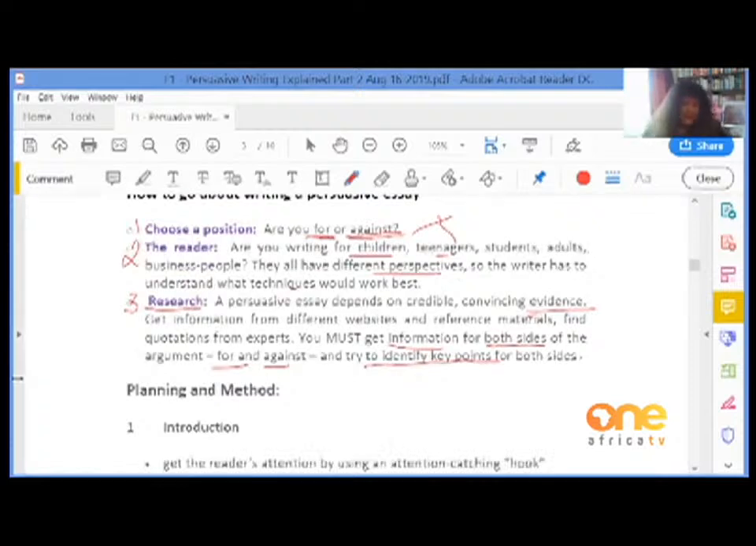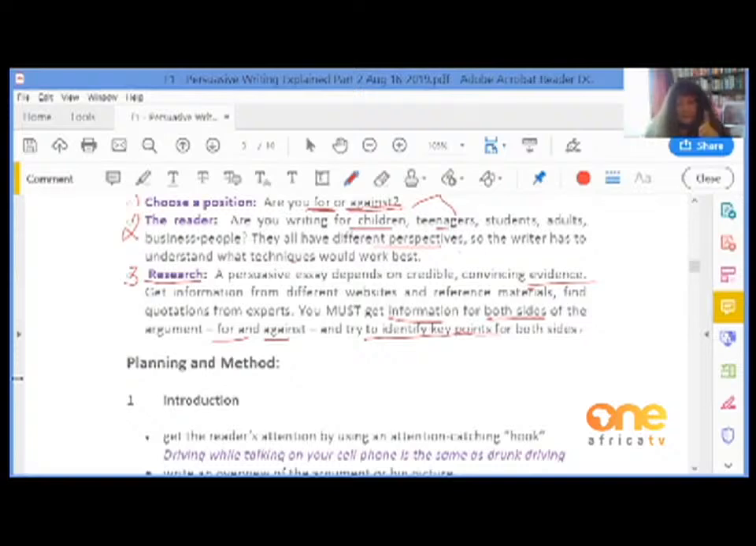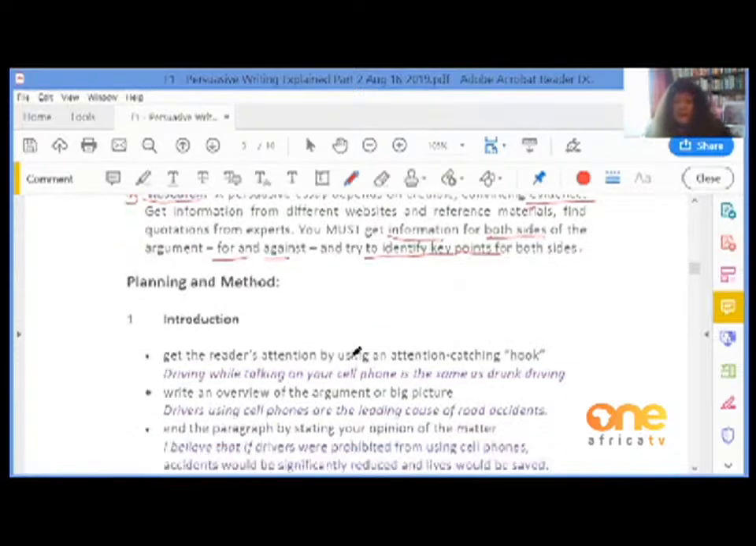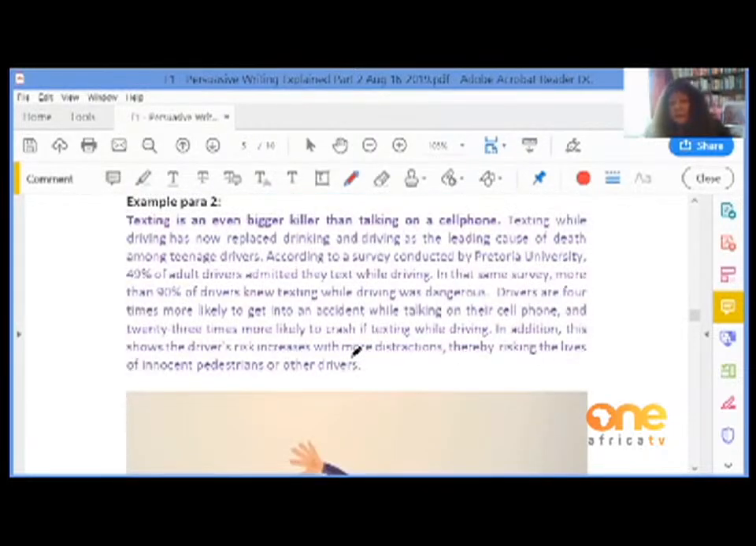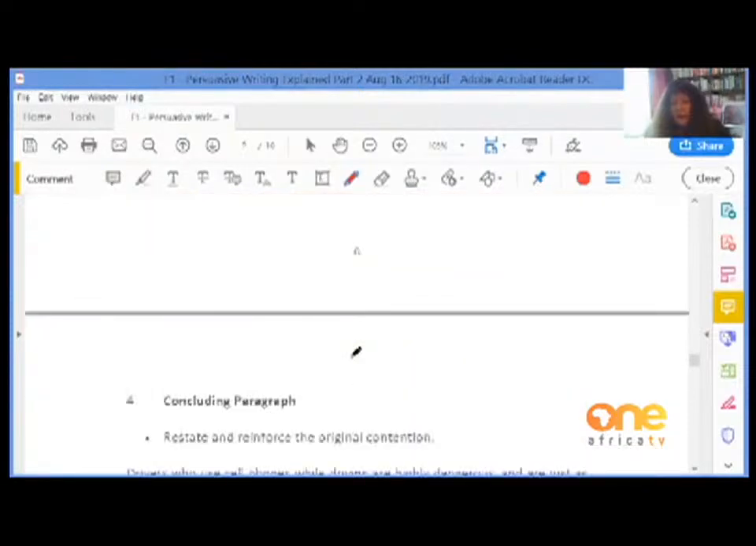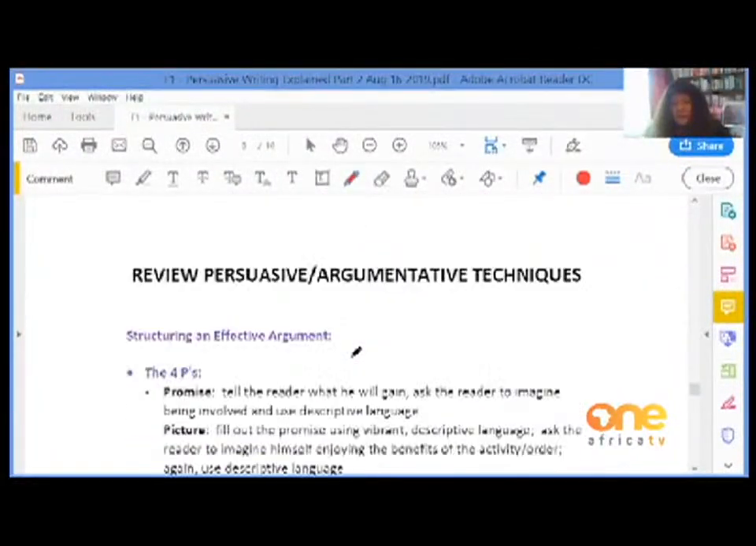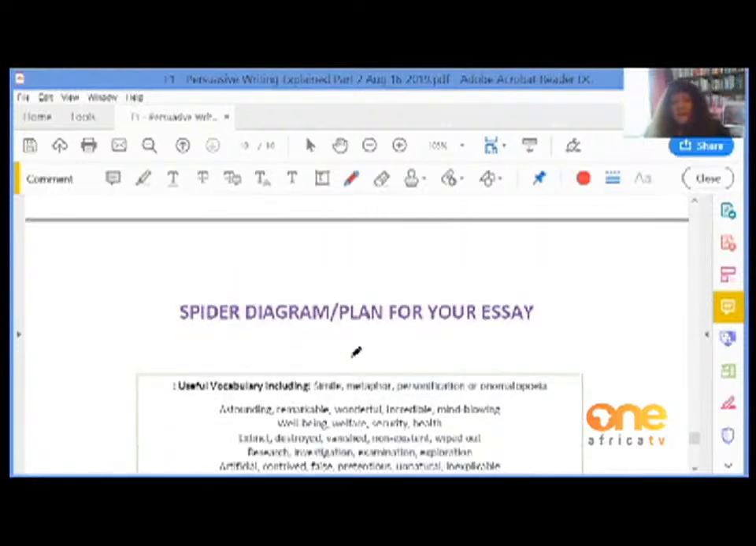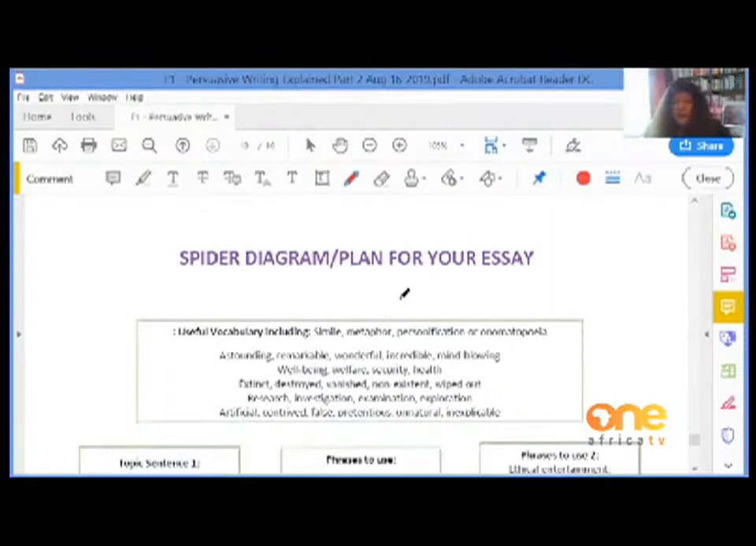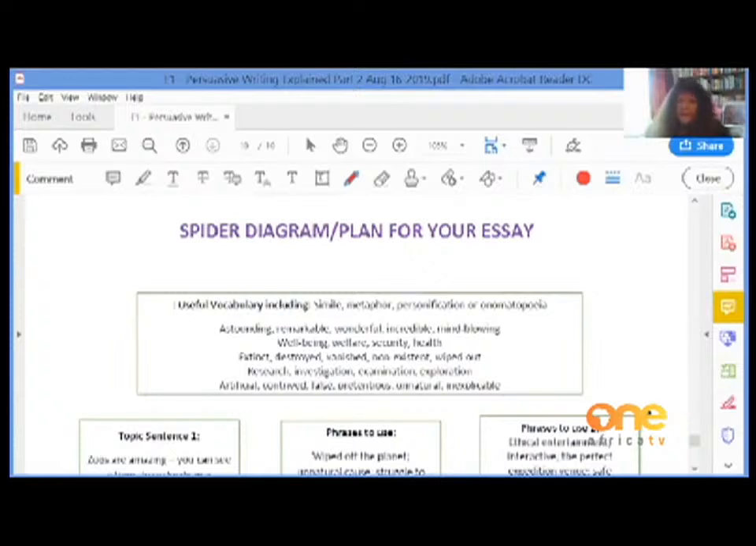Let's look at the planning and method. Before that, actually, I would like to go to the end here and show you how you should be writing your, when we get to it, this is your spider diagram or plan for an essay. This is what you guys should be doing every time you're faced with an English assignment.